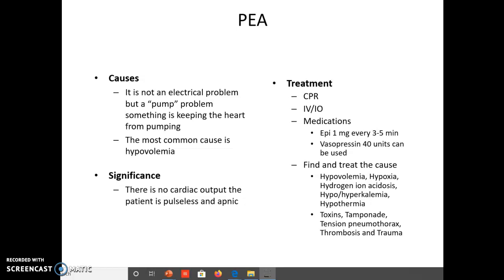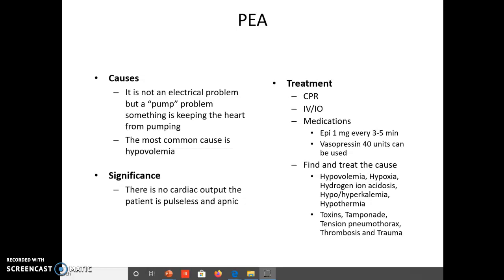So the most common cause of this is hypovolemia. If you have blood loss, you have severe dehydration, you've had a car accident, a surgical procedure, and there's no volume coming back into the heart, it's not going to stretch. Your myocardial cells are not going to stretch for you to have that good contractility for it to come back and contract and give you a decent stroke volume. With PEA, there is no cardiac output. Your patient is pulseless and apneic.